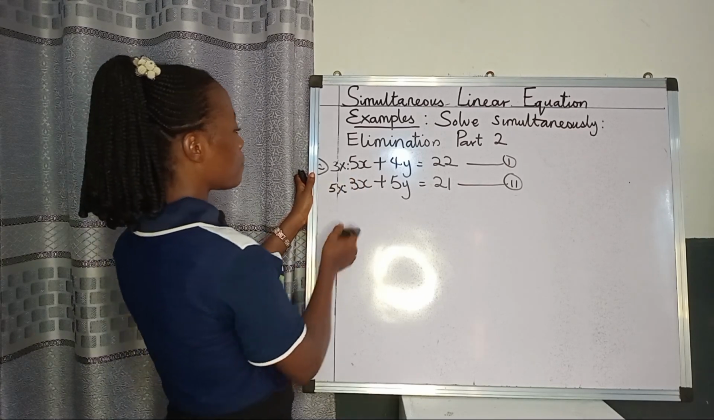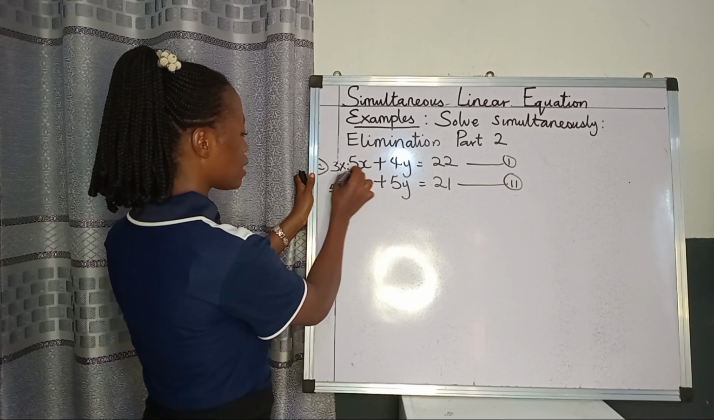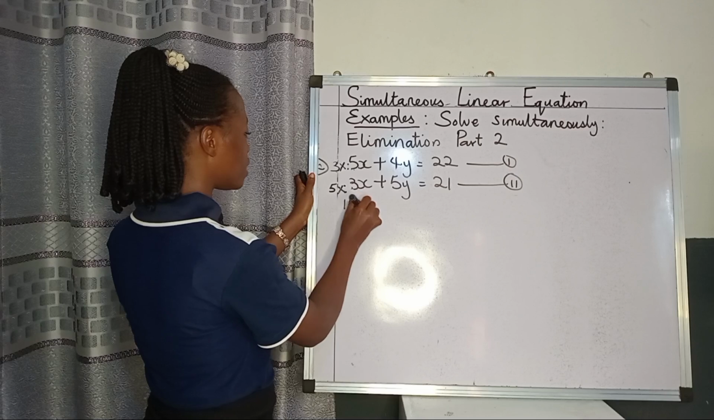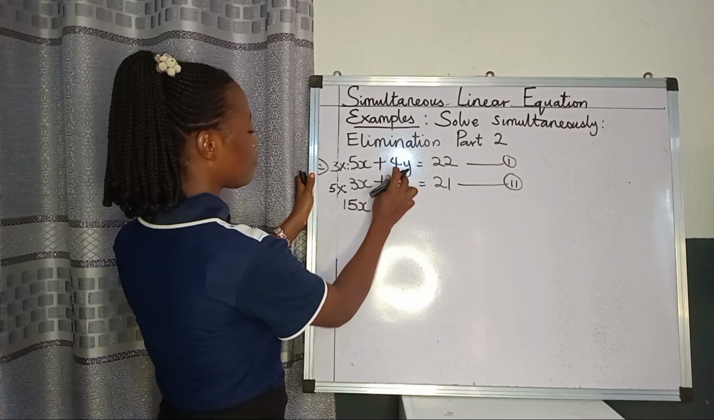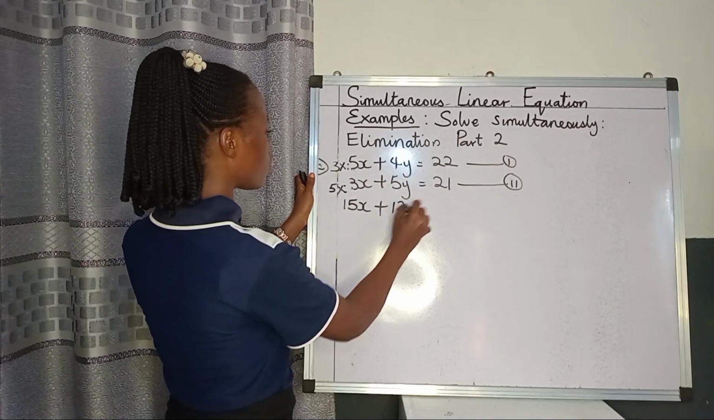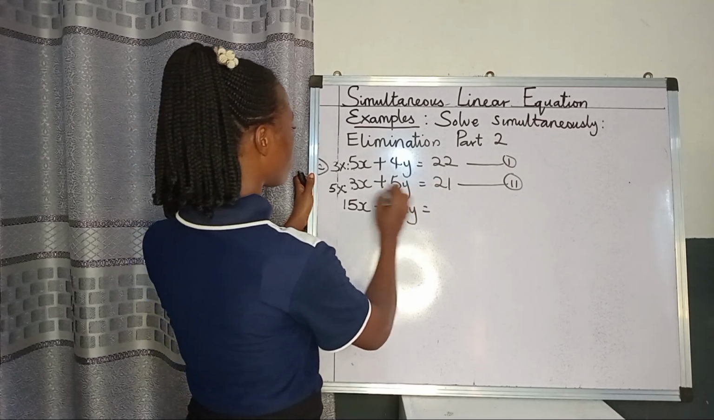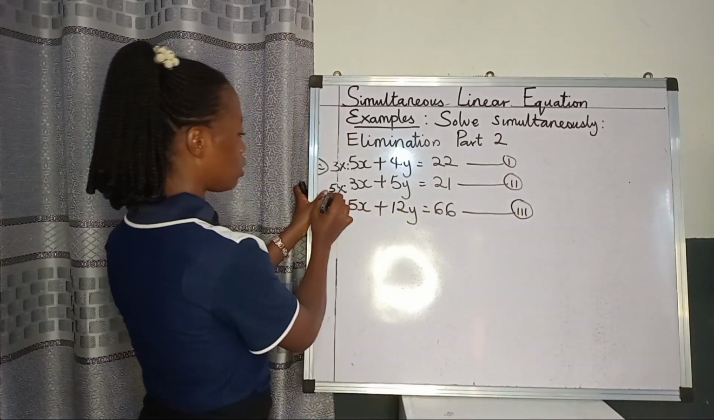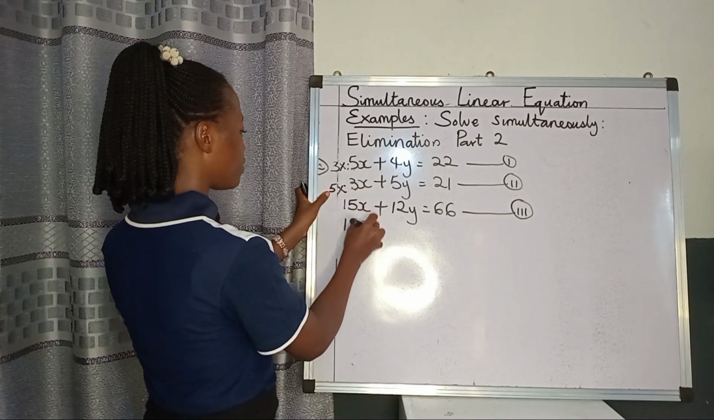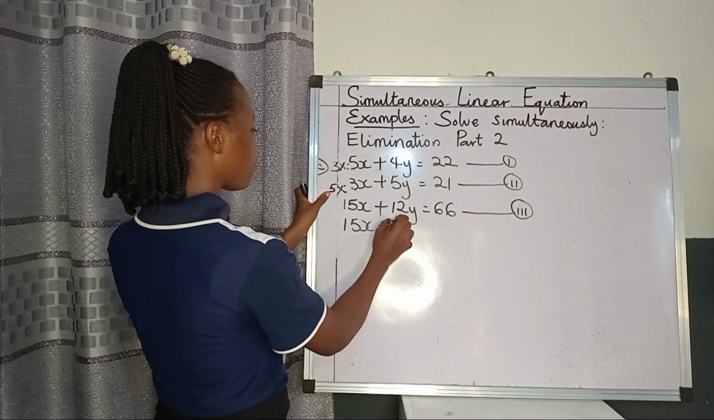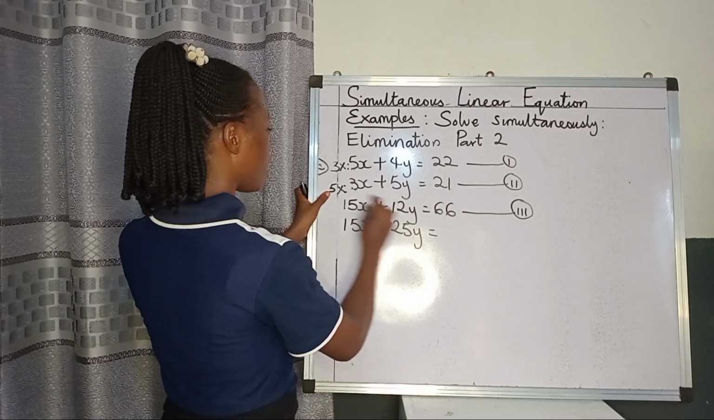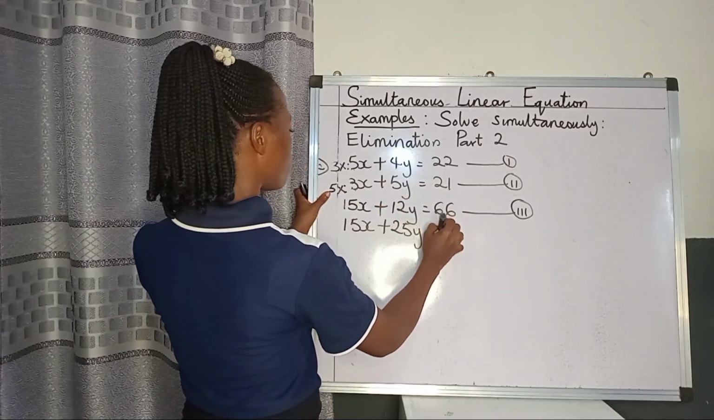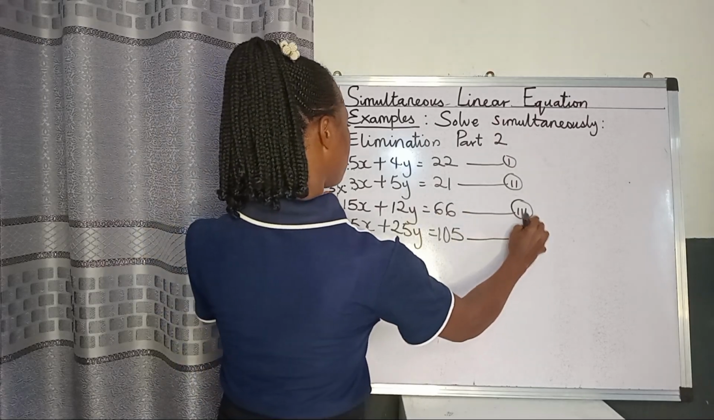So 3 times 5x, 3 times 5 is 15, so 15x, plus 3 times 4y. 3 times 4 is 12, so 12y. 3 times 22 is 66, and you call this equation 3. Moving on, 5 times 3x is 15x. 5 times 5y is 25y. And 5 times 21, 5 times 1 is 5, 5 times 2 is 10, so 105. And you call this equation 4.